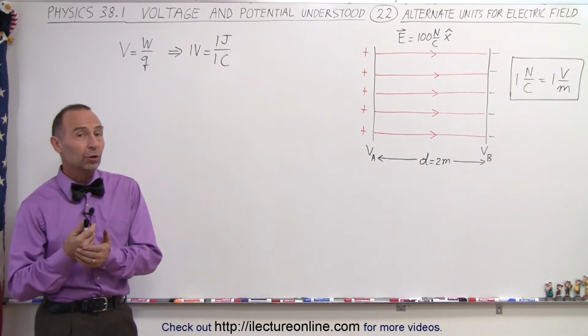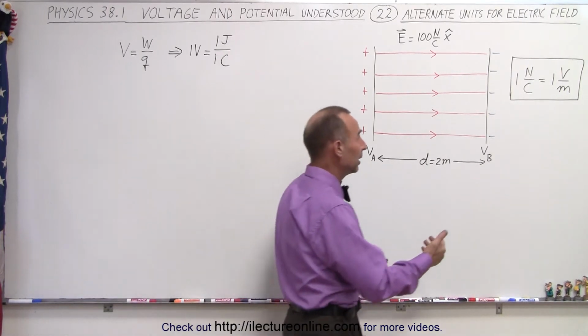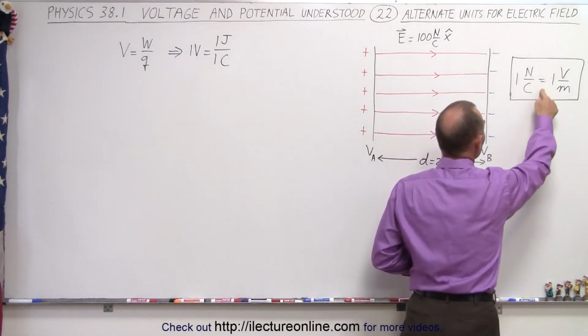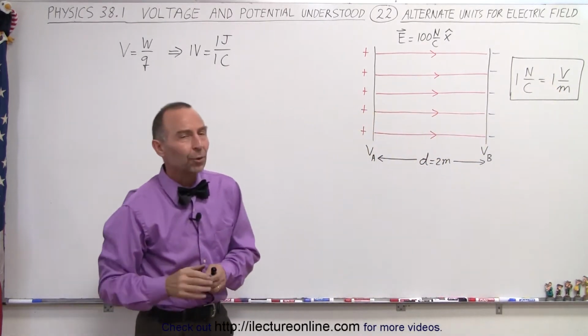Typically, when we talk about electric fields, we give them the units newtons per coulomb. But we could also call it volts per meter. In other words, what we're saying here is that a newton per coulomb is the same as 1 volt per meter. We're going to show you that in a couple of ways.